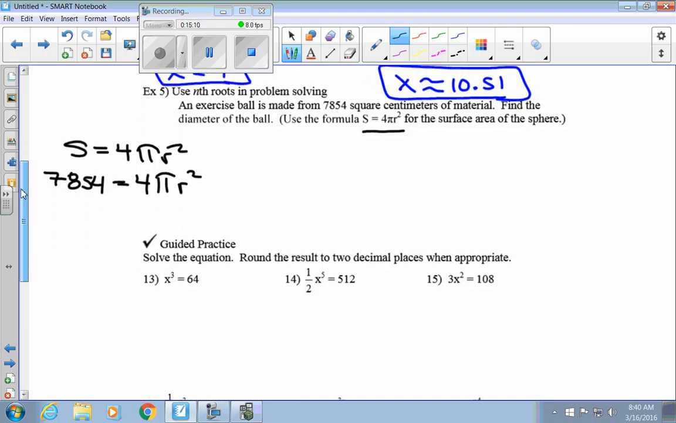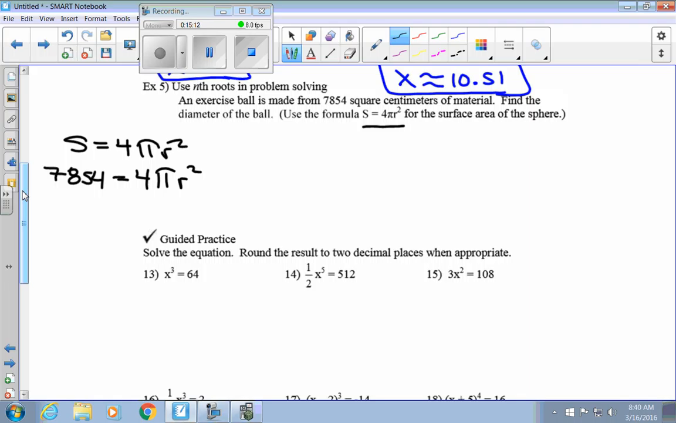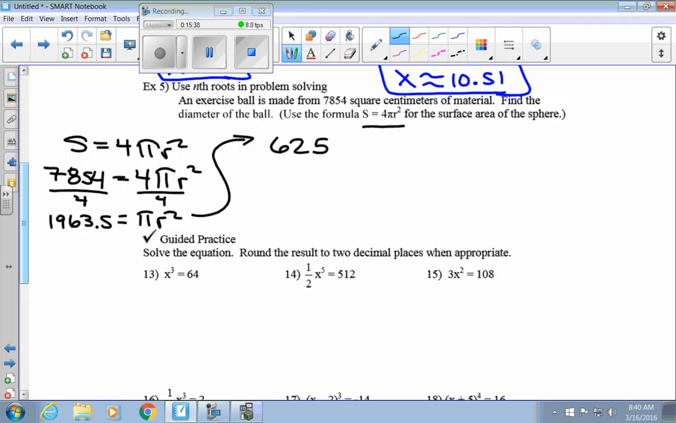So we're going to go ahead and get the r squared by itself. So we're going to divide by 4. And if you wanted to, you could divide by 4 pi right away. But I'm just going to divide by 4. And so we're going to get 1,963.5 equals pi r squared. Now we divide by pi, and that's going to give me about 625 equals r squared.